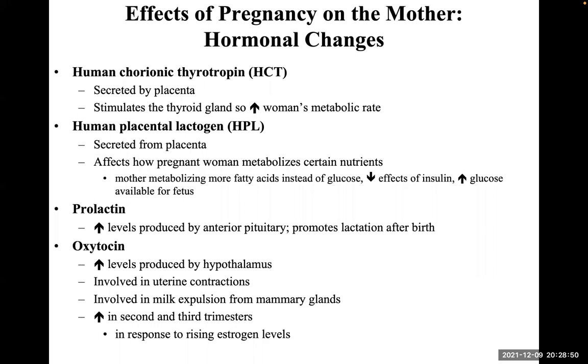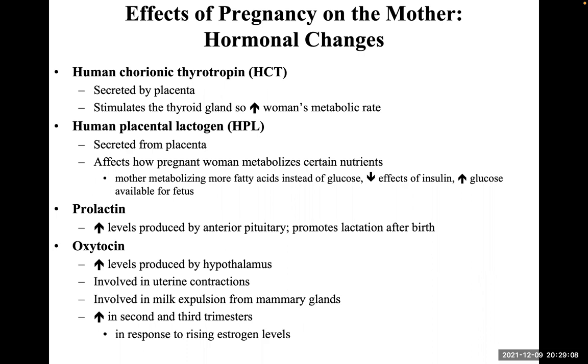Okay, prolactin. So the acronym for prolactin is PRL, and prolactin is a hormone that is not secreted in high levels during pregnancy, but levels skyrocket right after delivery of the fetus. And what prolactin does is it causes milk production.